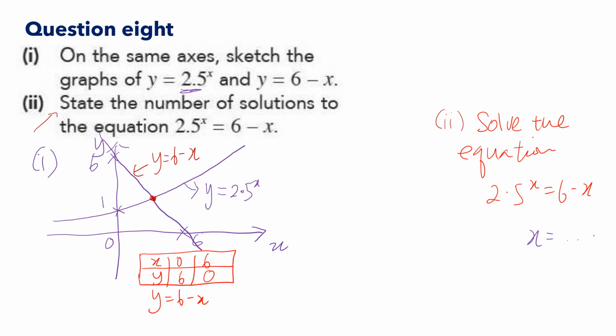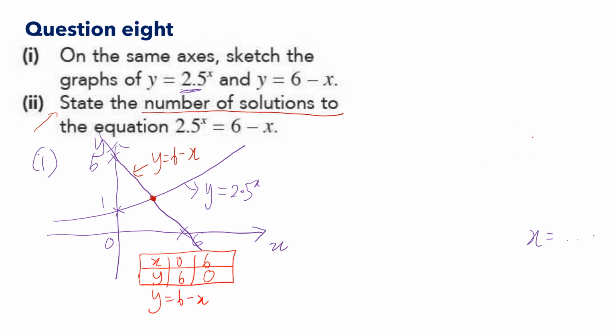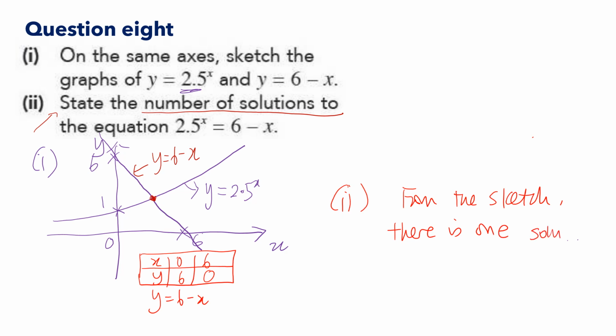But here, we are not solving it. We're just asking for the number of solutions. So the number of solutions means the number of intersection points that you can find from part 1. You can see that from part 1, there's only one intersection point. So therefore, there's only one solution. So from the sketch, it's one solution to the equation.